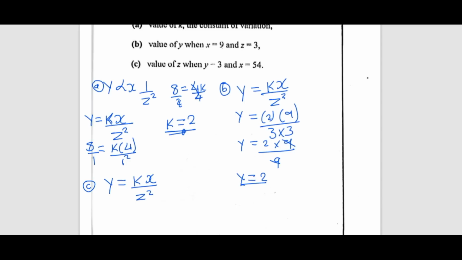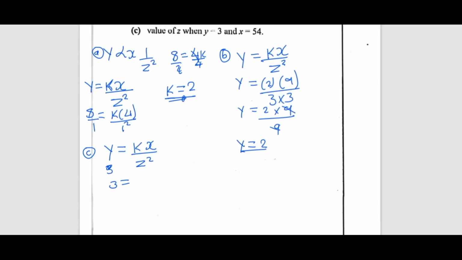So what's our y? Y is 3, x is 54, k is 2. Then we have 54 over z squared over 1. We cross multiply. So 3 times z squared is 3z squared. Then here we have 2 times 54. So we divide by 3. Then we'll divide by 3.